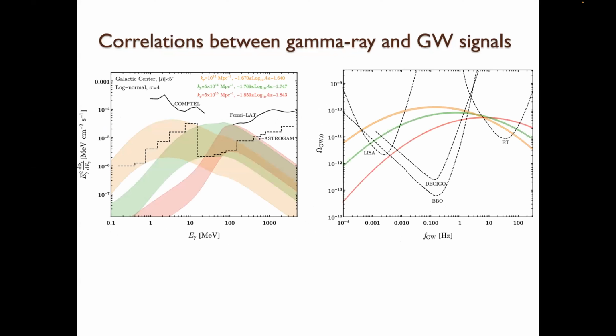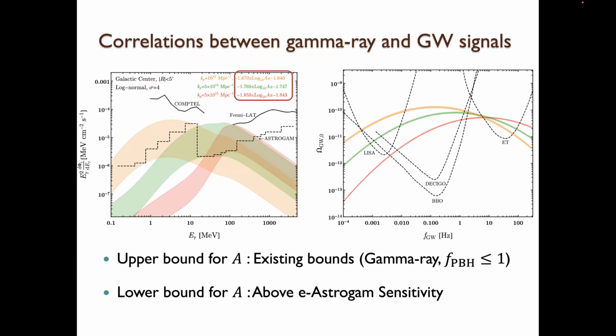Okay, then for a fixed curvature perturbation, we can calculate the gamma ray signals and the gravitational wave signals. For these two plots, we fix sigma equals 4 and k_p around 10 to the 15 inverse megaparsec, and we vary the amplitude. For example, for this orange band, the upper line is from A equals 10 to the minus 1.64. So with exactly sigma equals 4, k_p fixed, and A equal to this number, we would see the gamma ray signal in this line.